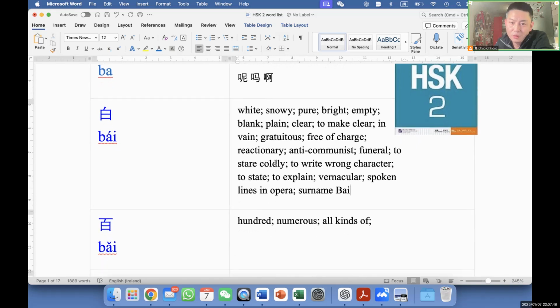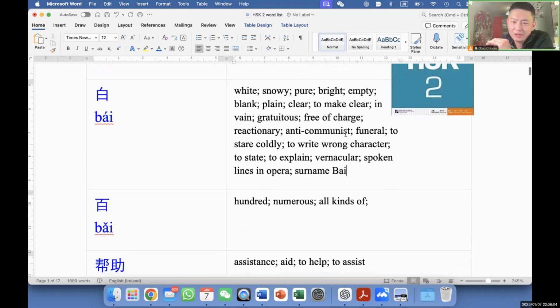And bai, so here we have white, then we have bright. That's no problem. Empty. White is empty. Yeah, it is. White, blank, empty. Plain, clear. So also in vain, free of charge, and then anti-communist. It is actually a bit funny. It is right: 白区, the area that's anti-communist. But what is the connection between white and anti-communist? I don't get it. There must be some sort of connection that is sometimes very difficult to get.